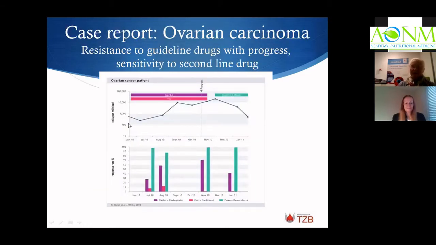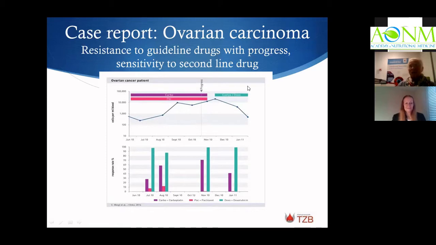Here is a case of a patient. She had an ovarian carcinoma. She got the conventional treatment. And what we saw was that during this half year of conventional treatment, her cell numbers increased all the time. And only at the end of the treatment, they performed imaging, and they found a progression. So she had to suffer all the time the disadvantages of this treatment, and it didn't help her.